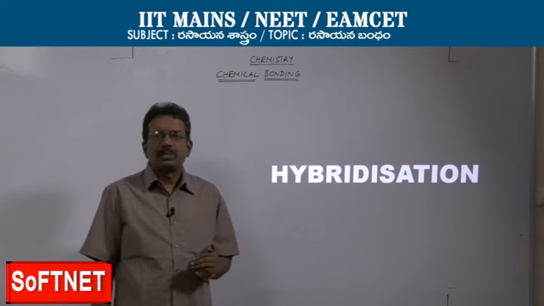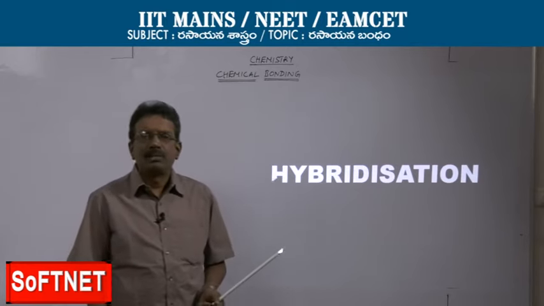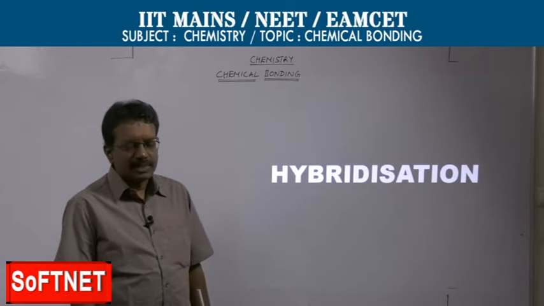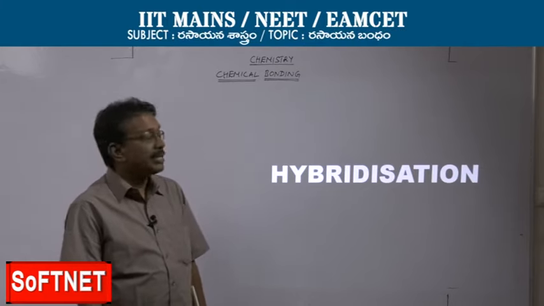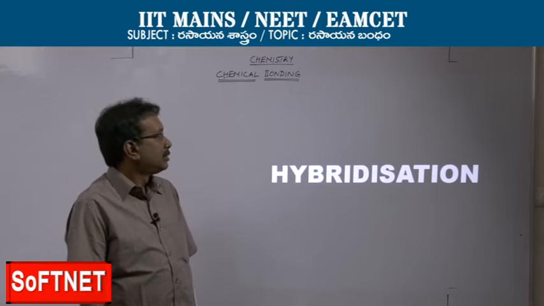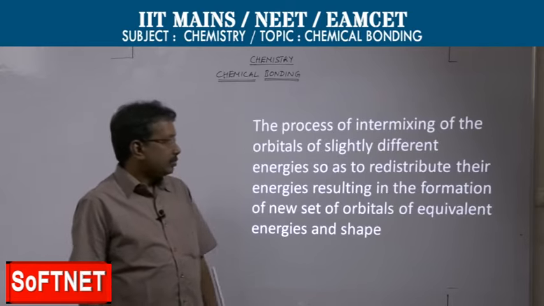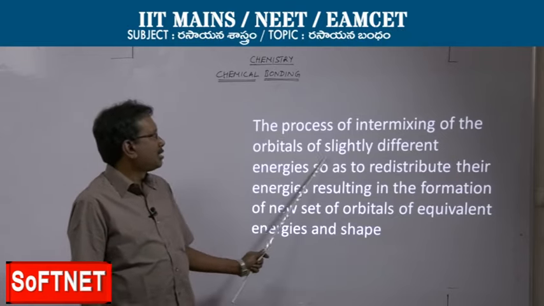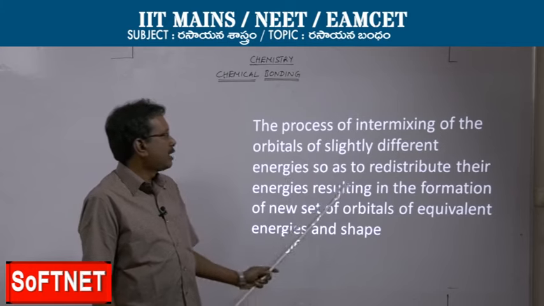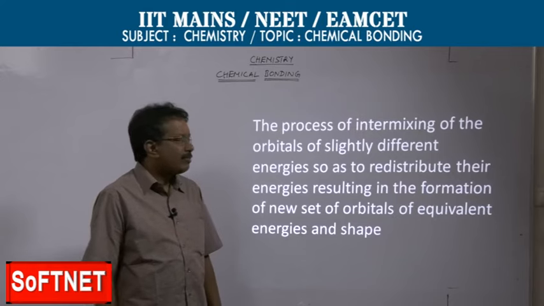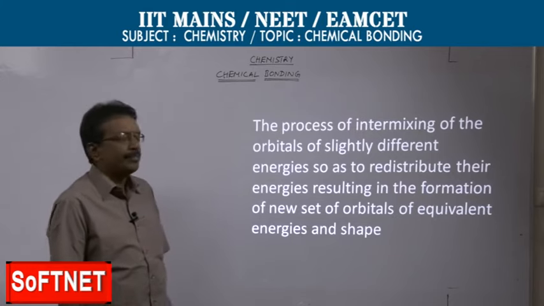So this type of process of intermixing of atomic orbitals present in the valency shell of central atom is called hybridization, and the new orbitals we are getting are called hybrid orbitals. Now the definition given here: the process of intermixing of the orbitals of slightly different energies so as to redistribute their energies, resulting in the formation of new set of orbitals of equivalent energies and shape.